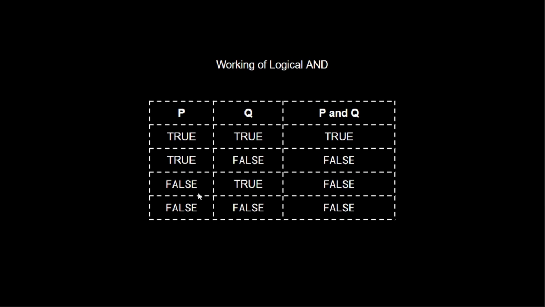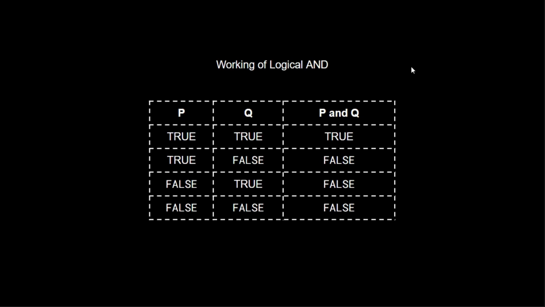Then third also, if we have got false for the first result and true for the second result, the final answer will be false. And last, when we got both false results and we combine both the false results with the help of AND operator, we always get false.